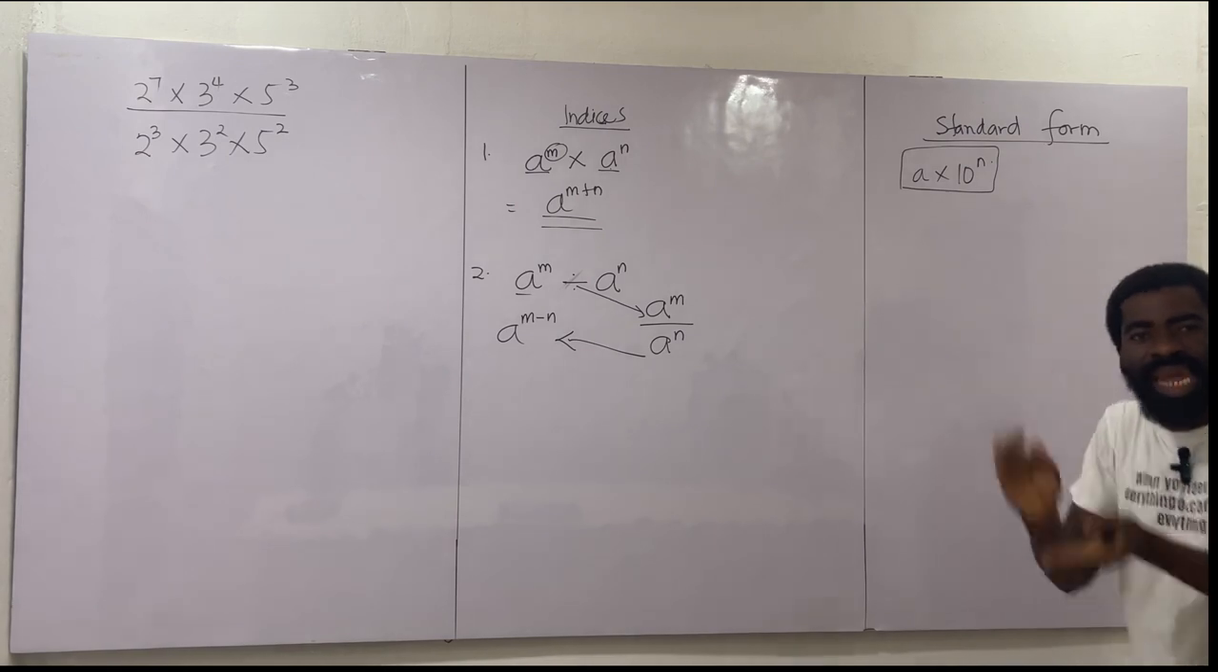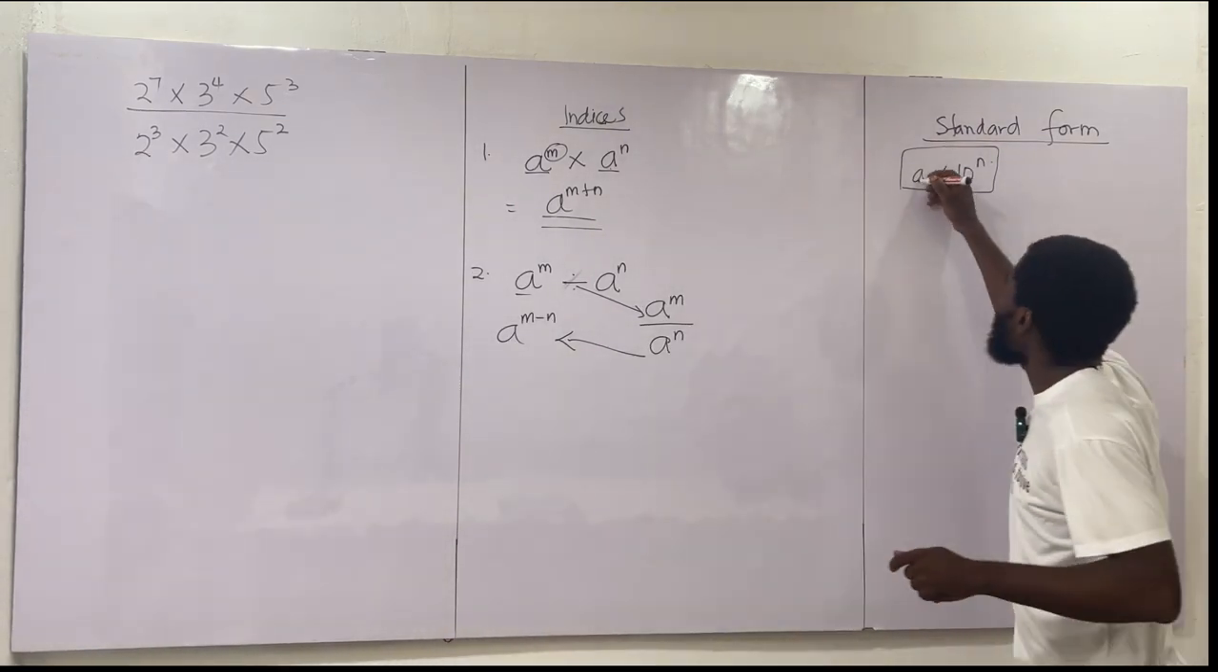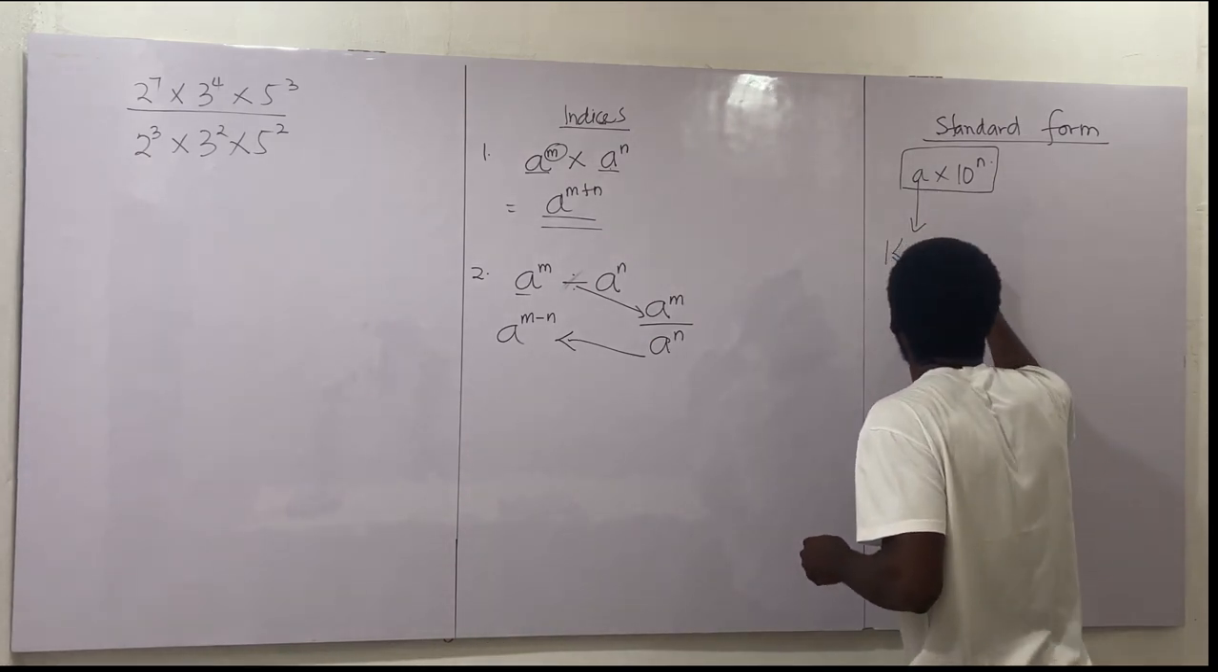This is how standard form is written. So in any standard form, this is how I write it. Now, this one thing you should note about this: this a is a number in this range.